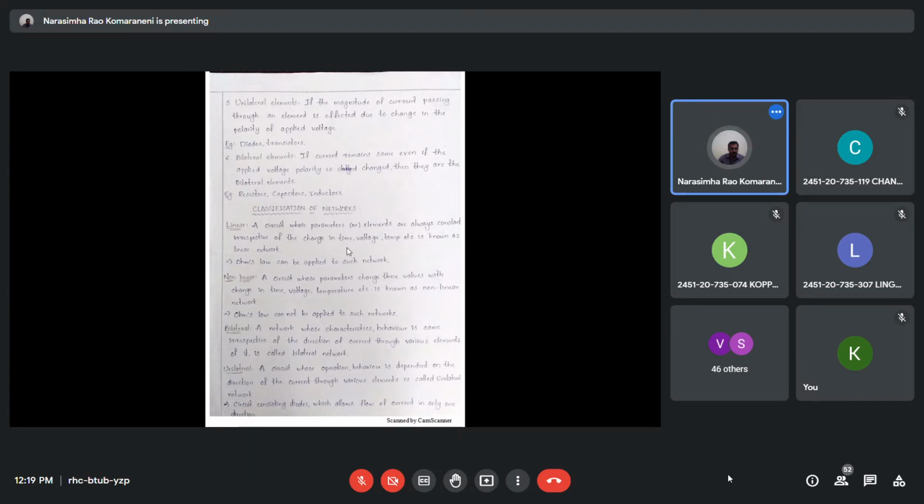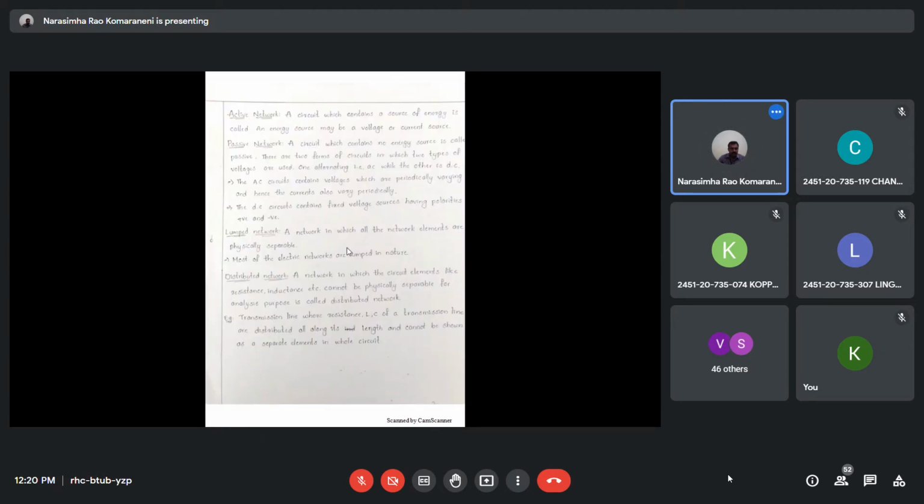Then coming to the bilateral network. So what do you mean by bilateral network? A network whose characteristics or behavior is the same irrespective of the direction of current through various elements is called a bilateral network. Next, coming to the unilateral network. A circuit whose operation behavior is dependent on the direction of the current through various elements is called a unilateral network. Next, coming to the active network. A circuit which contains a source of energy, such as voltage sources and current sources, is called an active network. Next, coming to the passive network. A circuit which contains no energy sources is called a passive network.